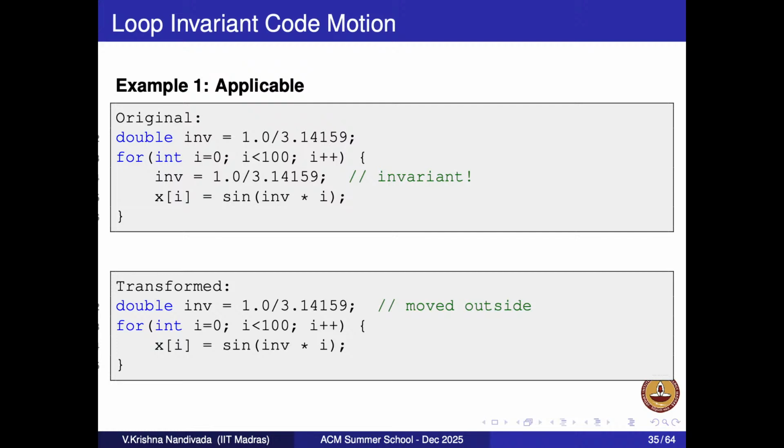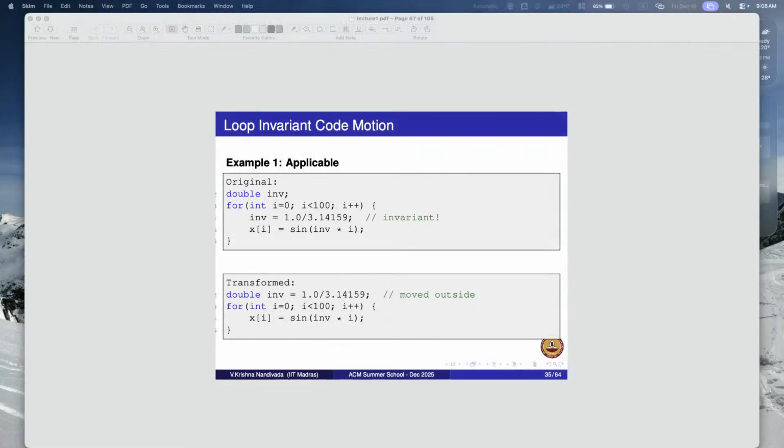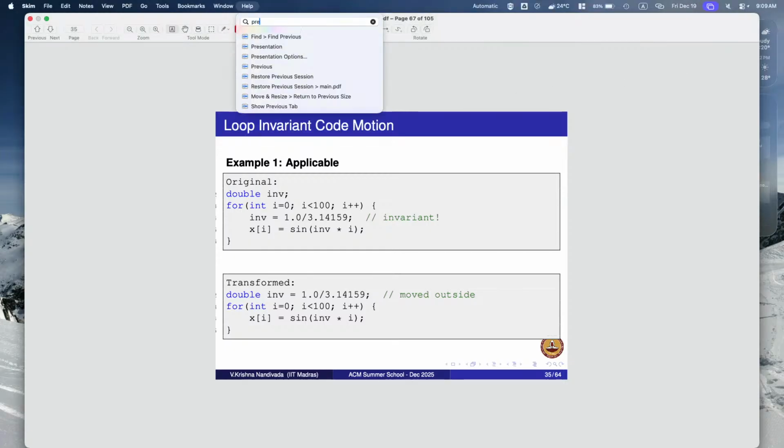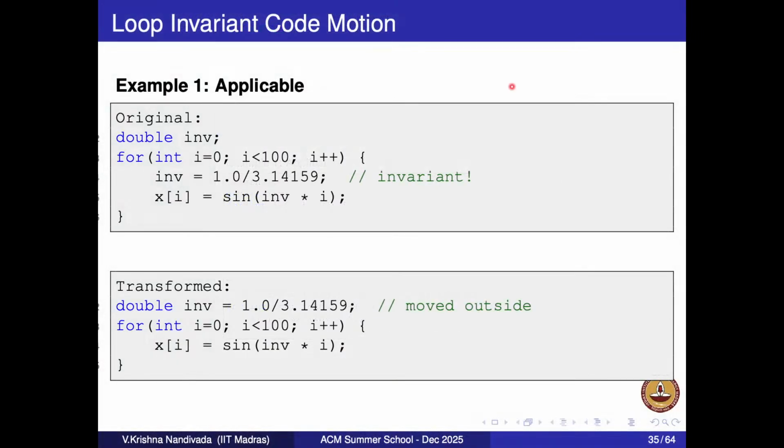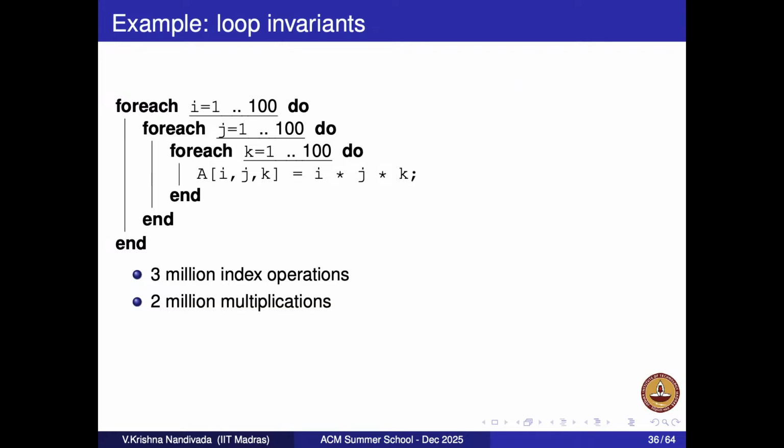All right. So what we are saying is we can move the invariant out, and this will save us a lot of time. We avoid computing. Okay. Here is one more example. In that example, you said, hey, there are invariants, right? Let's look at one more example.